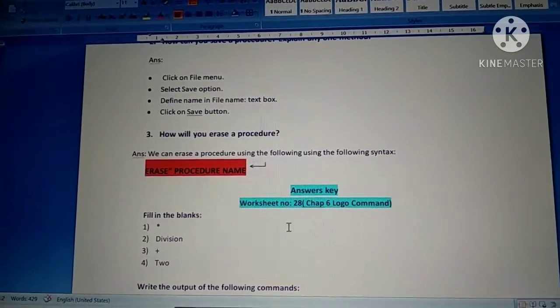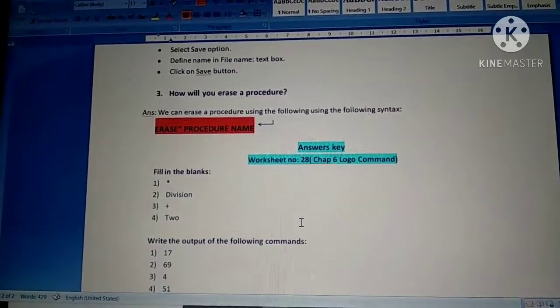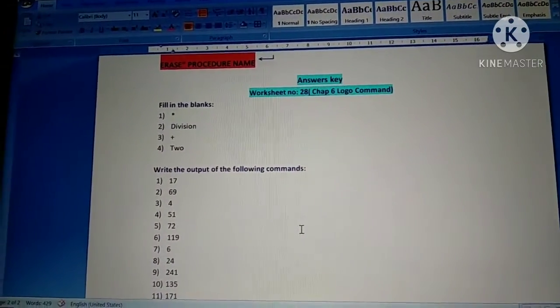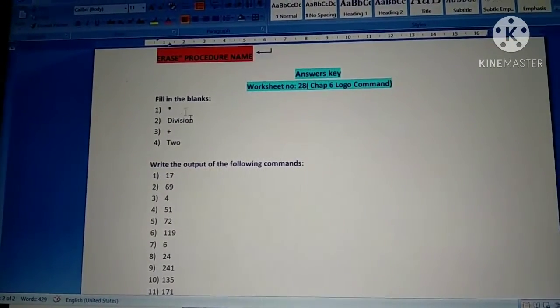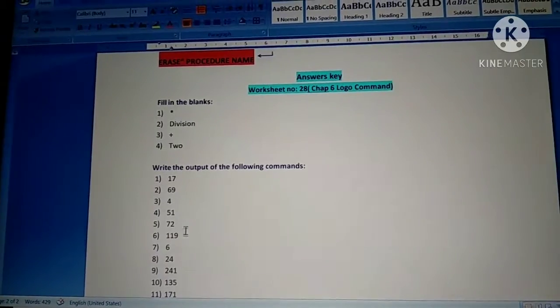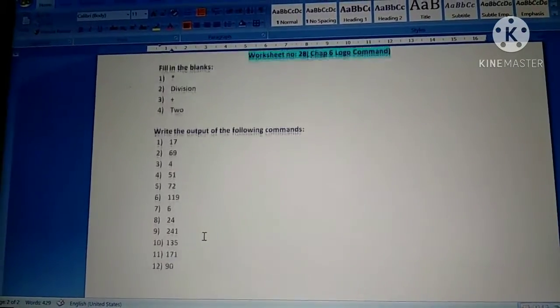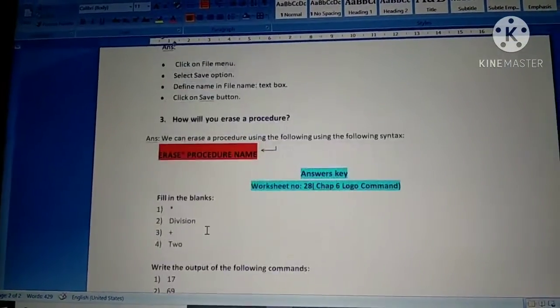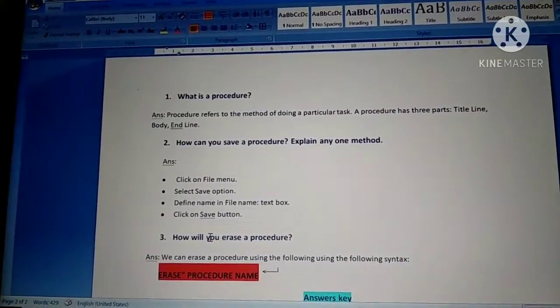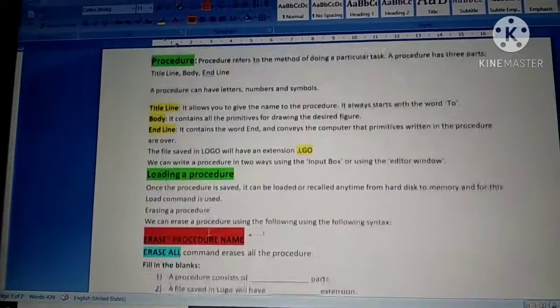Okay, so here I have also given you the answer key of worksheet number 28, which Ankita ma'am has given you, of chapter number 6, Logo commands. These are the fill in the blanks and these are the outputs of the commands. You have to complete this also, and you have to cross-check worksheet number 28, and complete this worksheet of writing procedure.